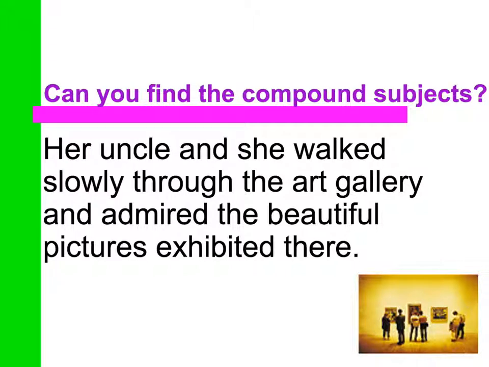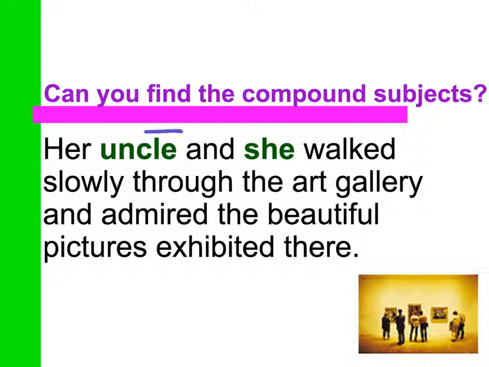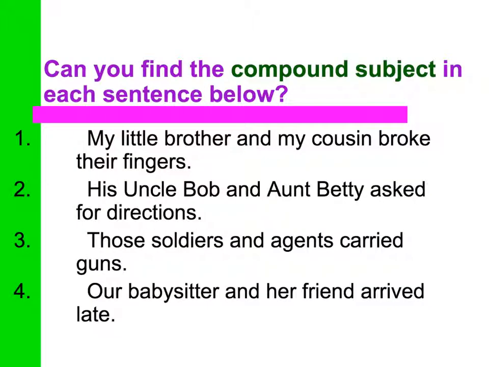Can you find the compound subjects in these sentences? Okay. Her uncle and she walked slowly through the art gallery and admired the beautiful pictures exhibited there. Okay, what is our compound subject? Pause, take a second. Uncle and she. Those are the two people that are doing the actions of the sentence.